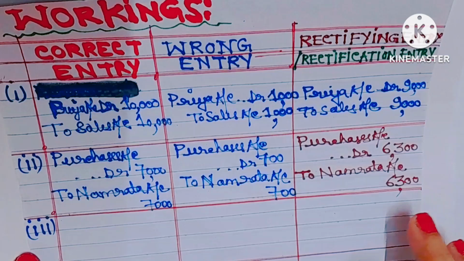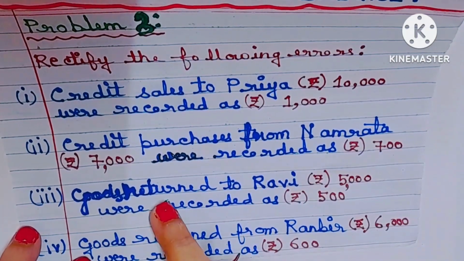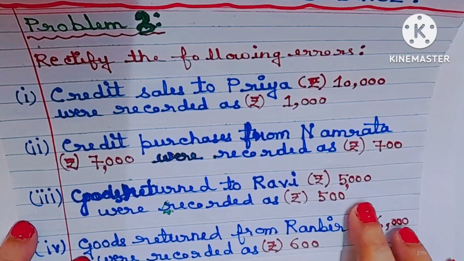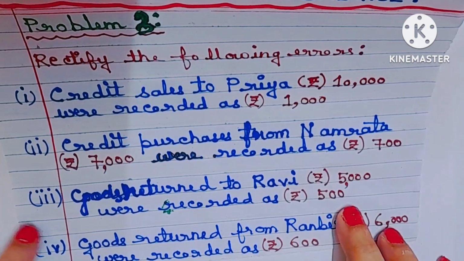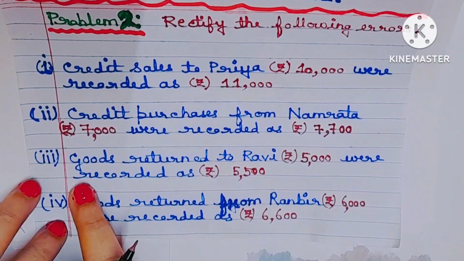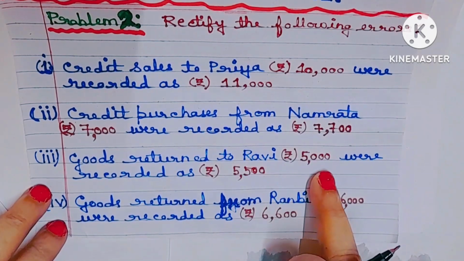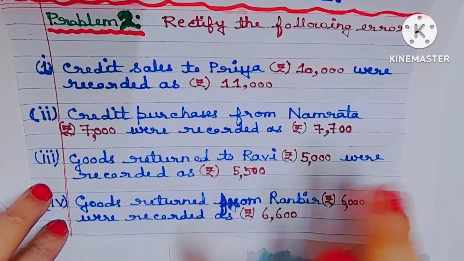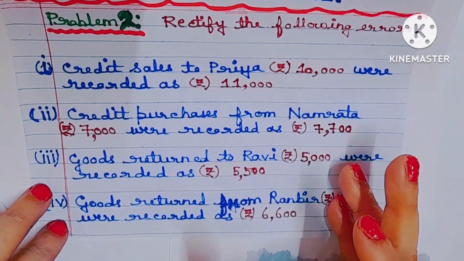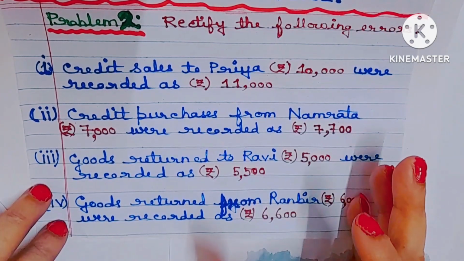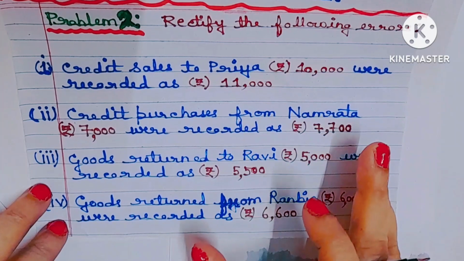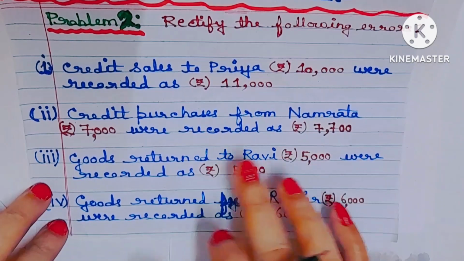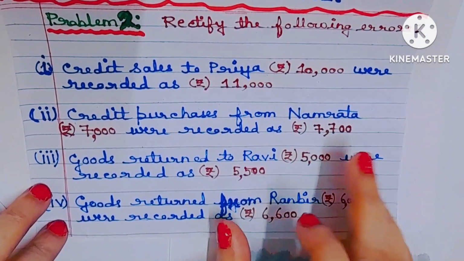Okay. So let's see the third transaction. See number 3. Goods returned to Ravi rupees 5,000 were recorded as rupees 500. So it has been recorded less. Let me show you the last problem also. See the last problem, number 3. Goods returned to Ravi rupees 5,000 were recorded as rupees 5,500. So the amount has been recorded more in the last problem, and you know how to rectify it: reverse the entry with the differential amount. But in this particular problem, the amount has been recorded less. So how to rectify it? The journal entry will be on the same side, but we have to write the differential amount only.